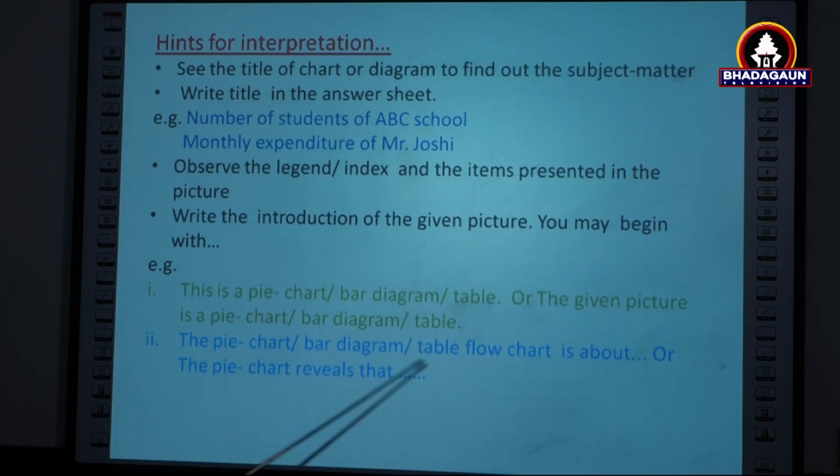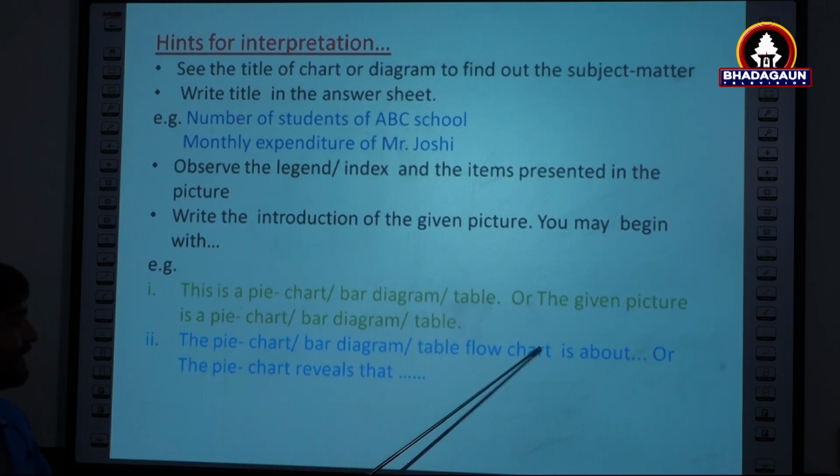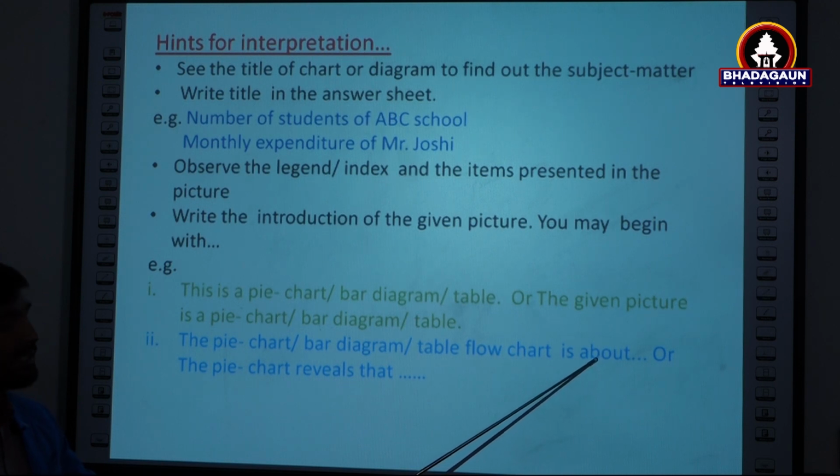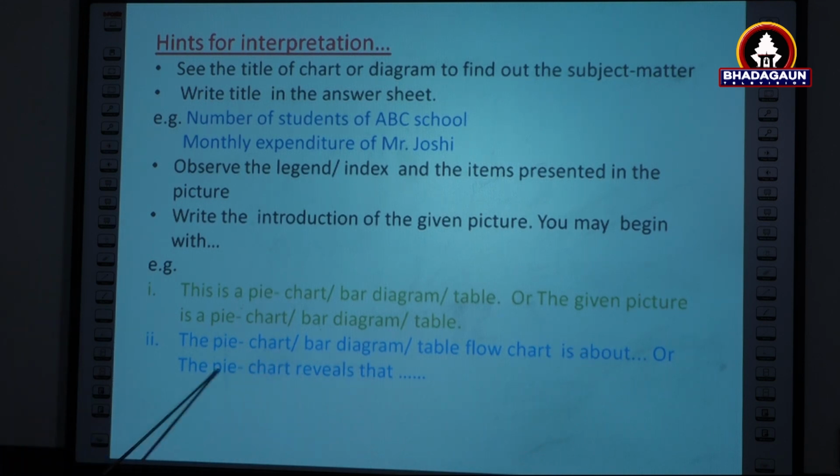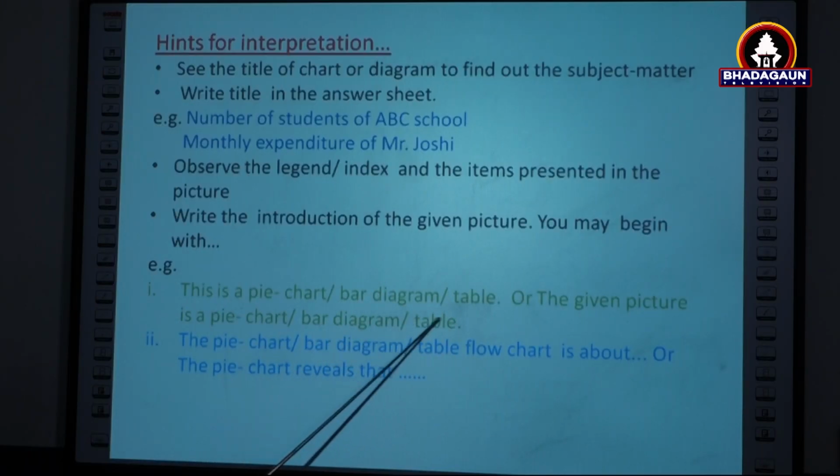These are the options: flow chart or table, and so on. What is the picture about? What is the picture for? What does the picture signify? Or you can say, the pie chart reveals that. So when you interpret those types of para-orthographic text, you have to write the very first paragraph having these language exponents, and you have to follow this structure.